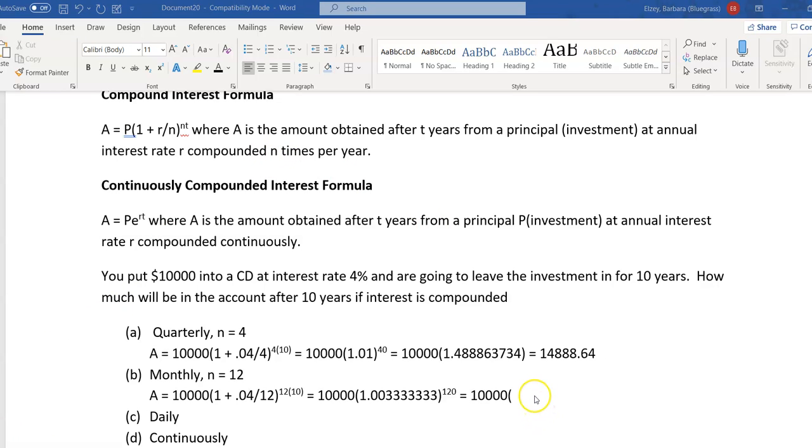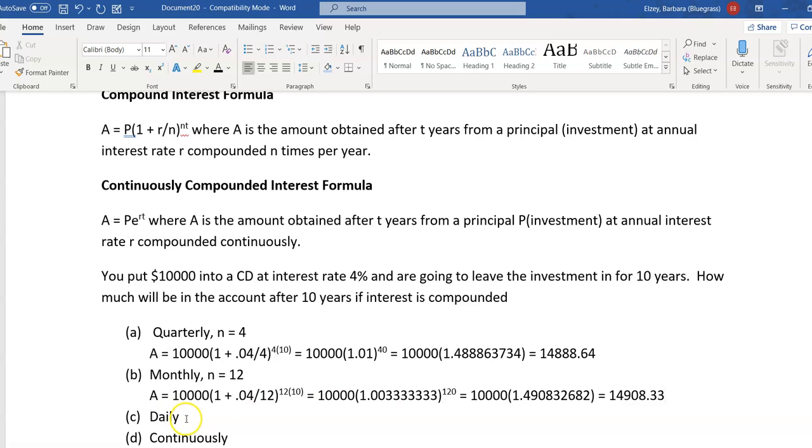I get 1.490832682. And now I will multiply that by 10,000 and I'll get 14,908.33 cents.